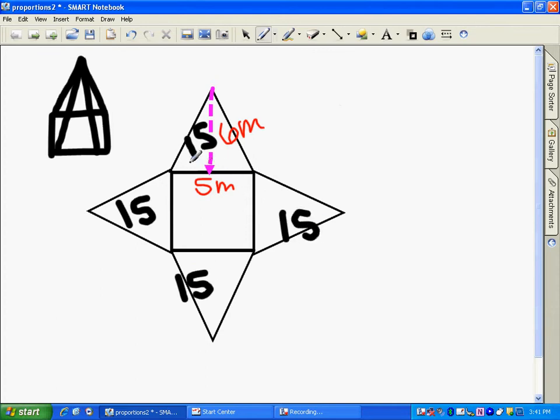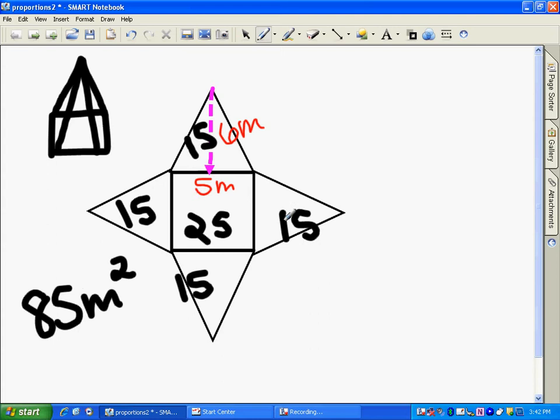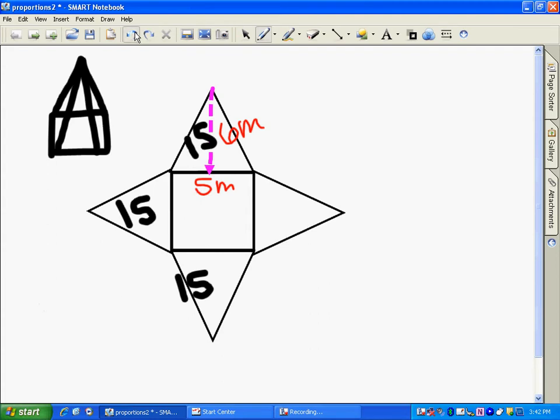And this is a square in the middle. So if this is 5, that means this is also 5, so 5 times 5 is 25. So if I add all this up, 15 plus 15 plus 15 plus 15, I get 60, plus 25 is 85. So I can say the surface area is 85 square meters. That's the surface area.